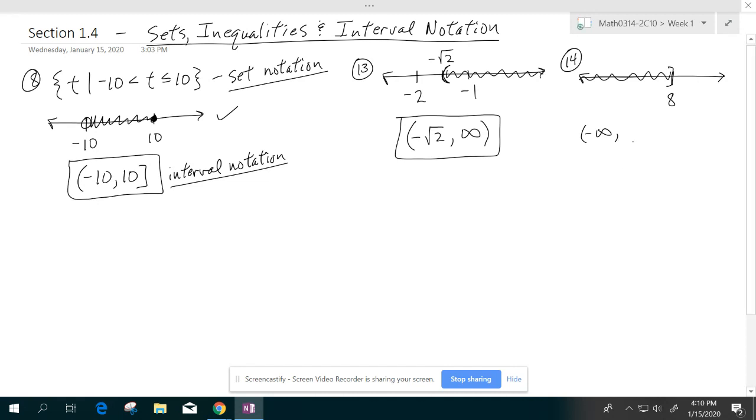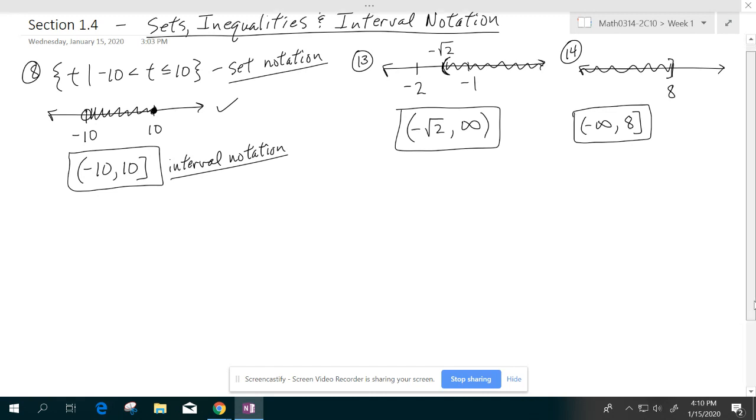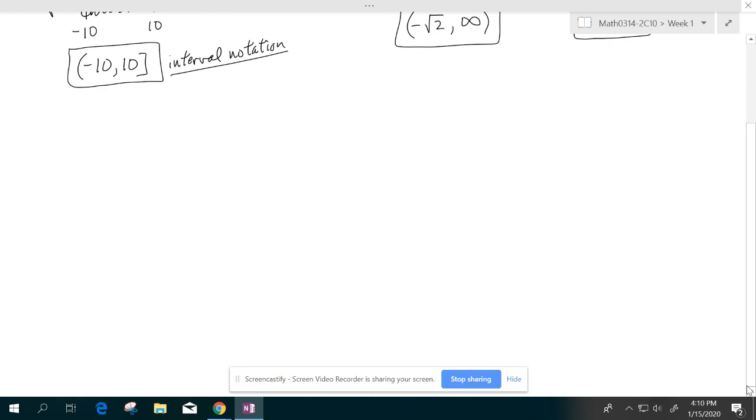Where does the shading stop? At 8 with a bracket. Now the 8 gets a bracket. Why? Because it had a bracket up here. And what is a bracket synonymous with? A solid dot. Solid dot, bracket. Open circle, parenthesis. Y'all got that now? Okay. Are you ready to go to the next problem? I'll take that as a yes. Number 25.